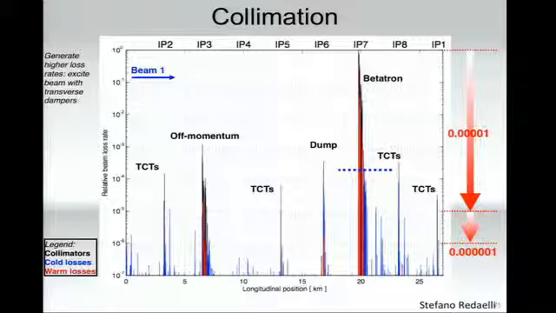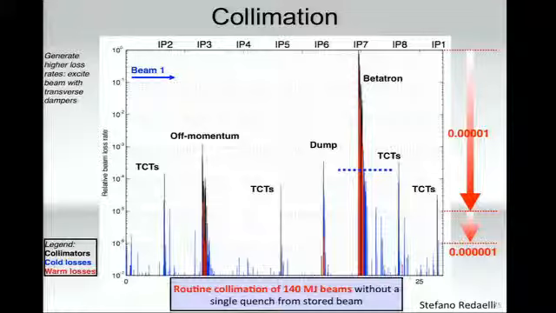So out in the arcs, very small losses, very efficient cleaning from the collimation system, and a very impressive result. And this is routine collimation of 140 megajoule beams without a single quench from a stored beam. So that's our lines of defense there, which brings us to the end for today.